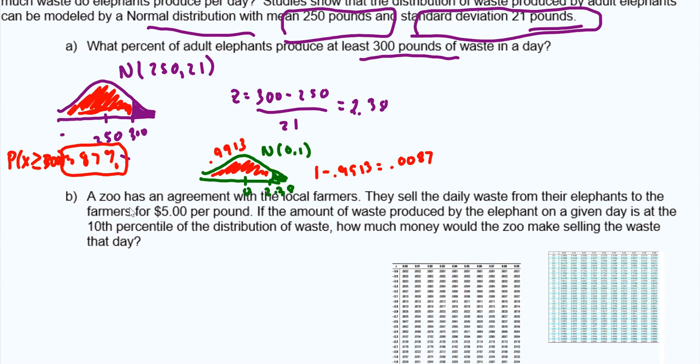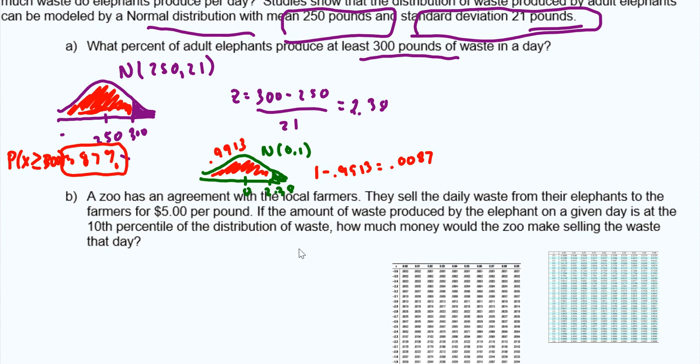It says, a zoo has an agreement with the local farmers that they sell the daily waste for the elephants to farmers for $5 a pound. If the amount of waste produced by the elephants on a given day is at the 10th percentile of the distribution of waste, how much money would the zoo make selling the waste to that farmer?